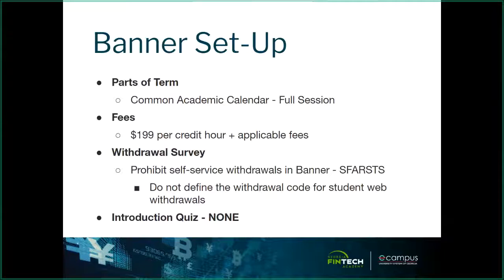For withdrawals, students will be following an eCampus withdrawal process where they submit a form, and that form is then routed to the institution for processing in Banner. So in order to restrict students from withdrawing themselves through your BanWeb system at your institution, you will need to make sure that you refrain from defining the withdrawal code that allows students to web withdraw in the SFARSTS form in Banner. If you have any questions about that process, please let us know. We're happy to walk through or show you some examples, but it's as simple as taking that web withdrawal code out for this particular part of term.